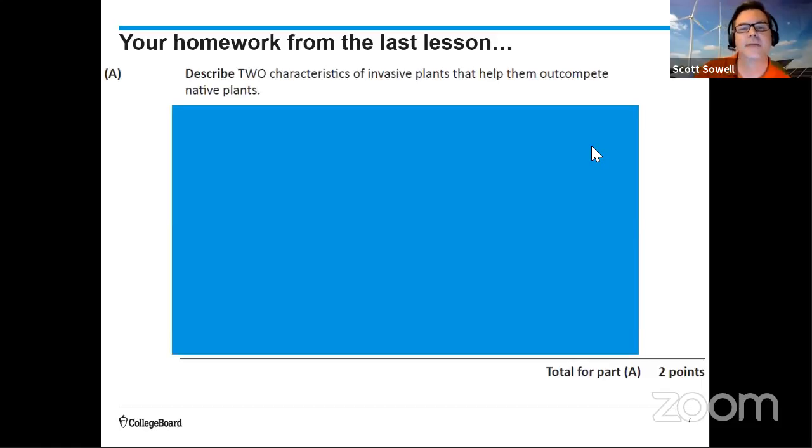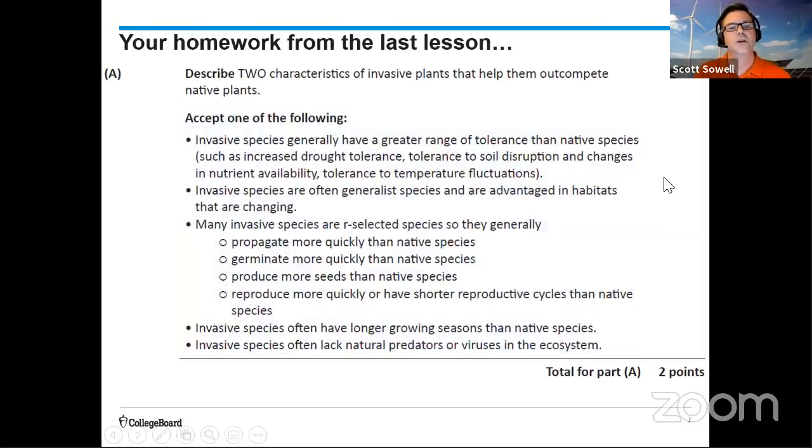So A said, describe 2 characteristics of invasive plants that help them outcompete native plants. So your description, not an identification, needed to include how that helps them outcompete native plants. This is worth 2 points, 1 for each. You could have said something about the range of tolerance. Perhaps there is some abiotic factor of their environment that the invasive species are more tolerant of in terms of extremes than the native species. That would give them an advantage. They might be a generalist. So that gives them a little advantage over native species that maybe are more specialist.